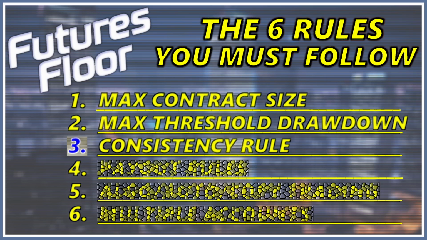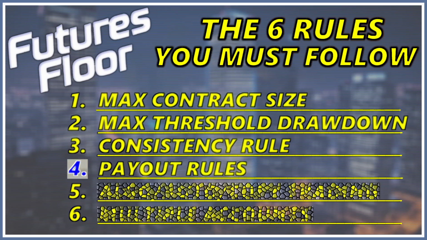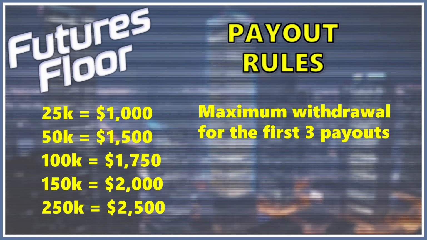Rule number 4 is the payout rules. Let's get to the payout rules. The payouts are maximum withdrawal amounts: $1,000 on the 25K account. These are the maximums. $1,500 on the 50K account, $1,750 on the 100K account, $2,000 on the 150K account, and $2,500 on the 250K account.